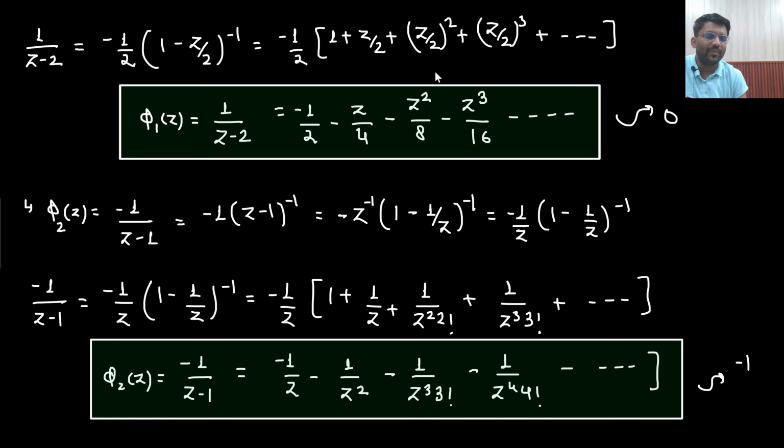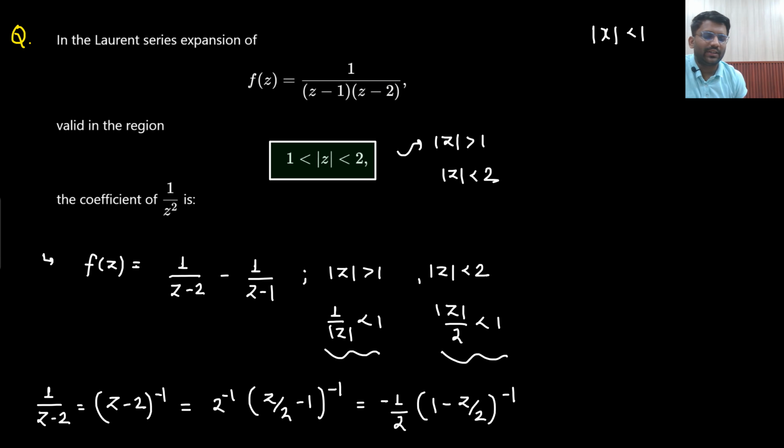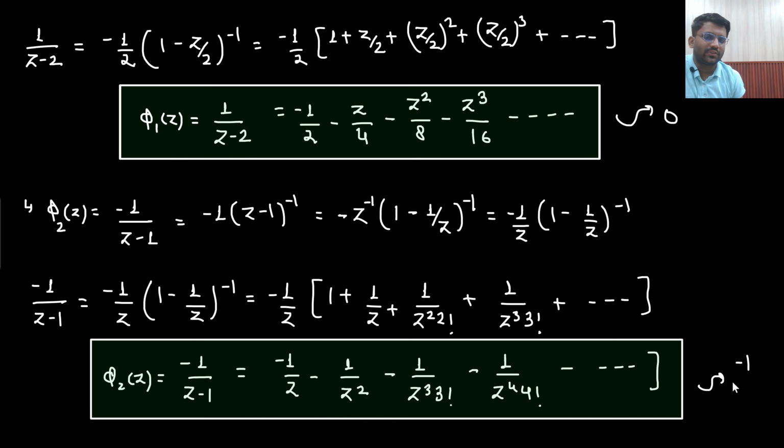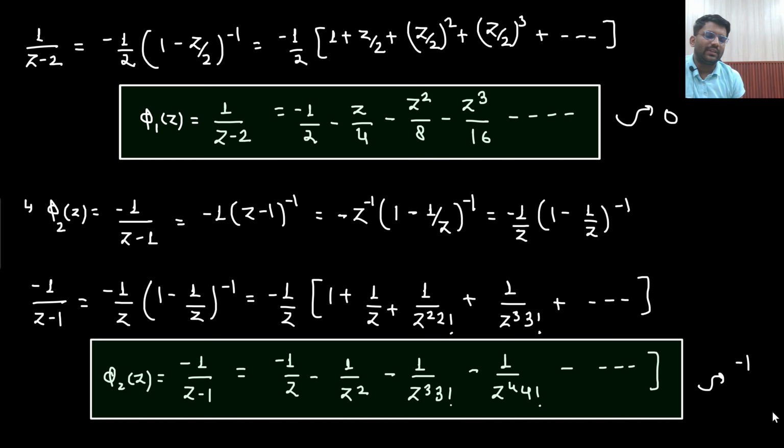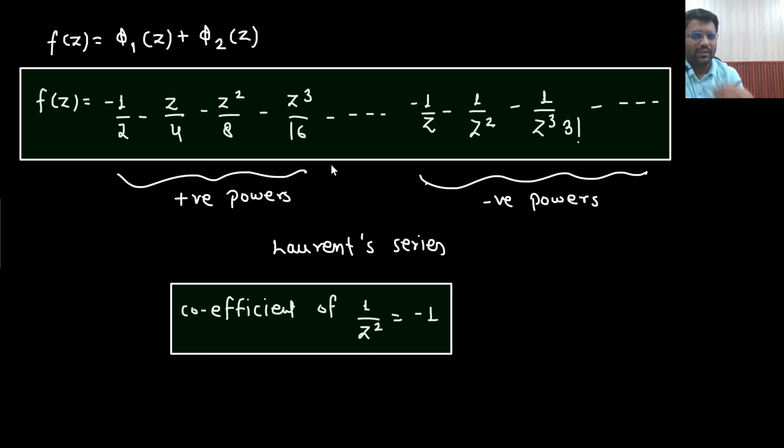Because here there is no term of 1 by z square, no? There is no term of 1 by z square. That means coefficient of 1 by z square is 0 here. And here the coefficient of 1 by z square is minus 1. So what is the total coefficient? 0 plus minus 1. That would be minus 1 only. So in the examination you will not have to write down this. Directly you will say answer is minus 1. This I wrote down just to let you know that this is how you can expand.